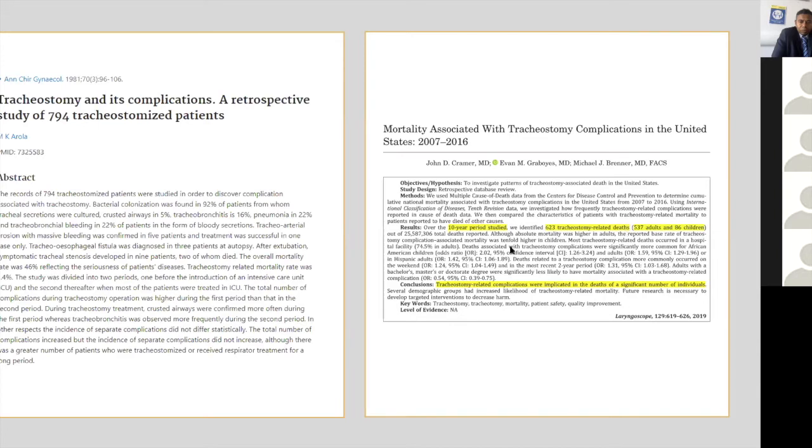And interestingly, they found that this happens more often at the wrong time. I wouldn't say wrong time, but in the weekends and late hours of the day. And tracheostomy-related complications were a significant number in individuals of different demographic groups. They also found that complications of tracheostomy happened less in intellectually high status people, which is interesting because they are very aware of what might go wrong, maybe.